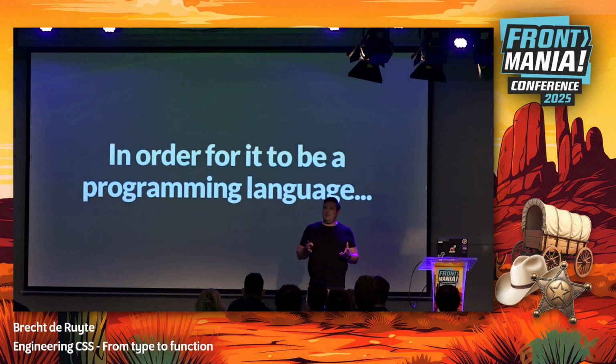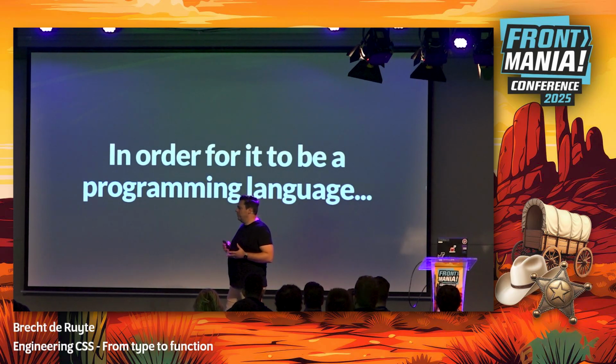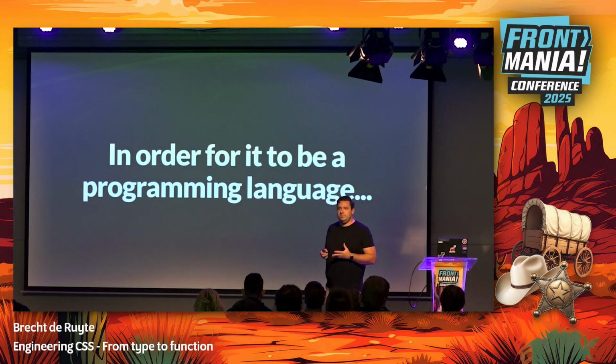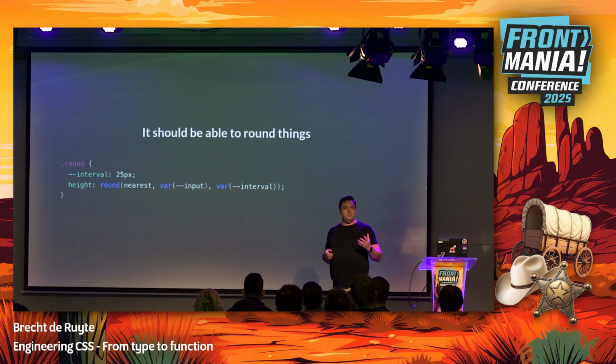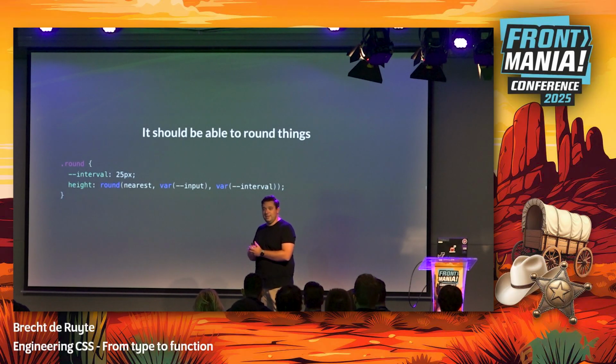Because I always ask, why do you believe this? Why do you believe that CSS is not a programming language? And I usually get a variety of answers. I hear that in order for CSS to be a programming language, at least it should be able to round some units. Something that should be possible. Okay, sure, I'll take that.